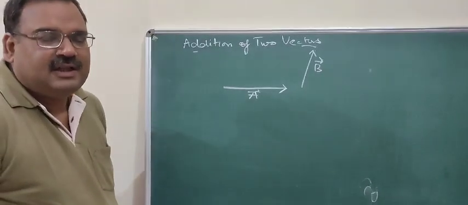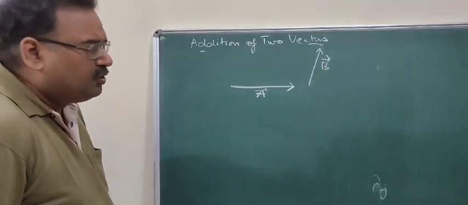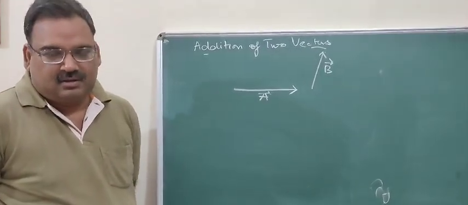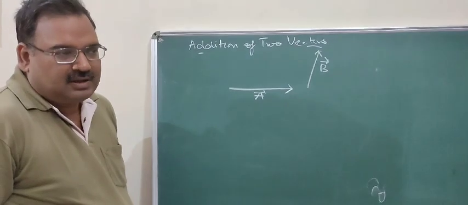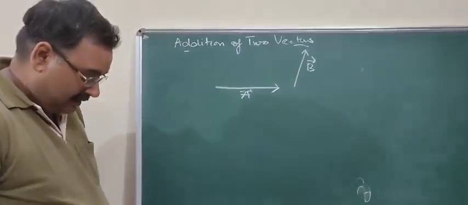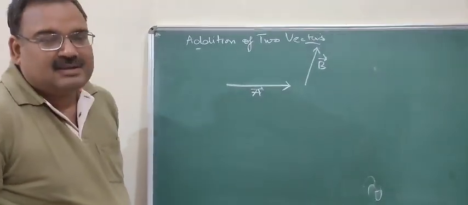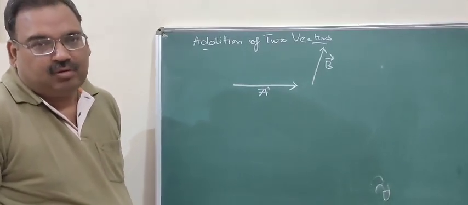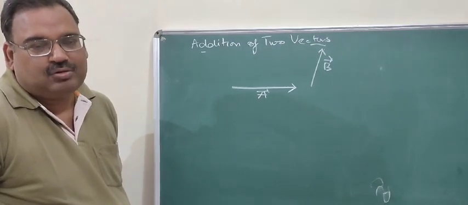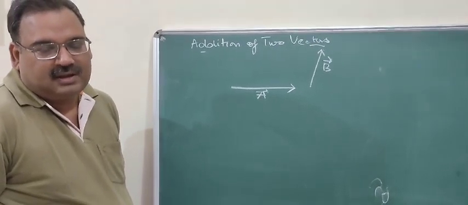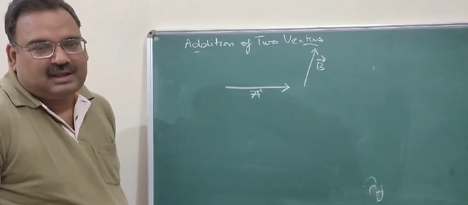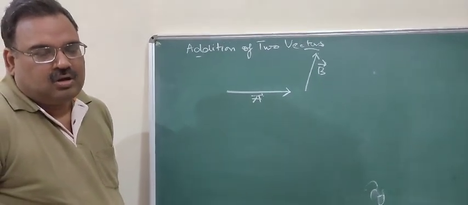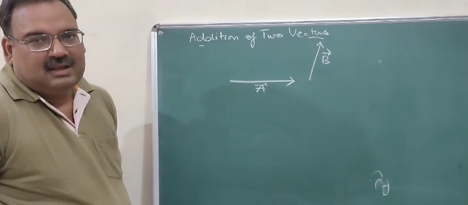Next we start with addition of two vectors. As you all know, vectors have both magnitude as well as direction. So vector quantities are at a particular direction. As a result, they cannot be added by simple algebra, because angles are involved. Two vectors are at different angles to each other. As a result, they cannot be added simply by using algebra.